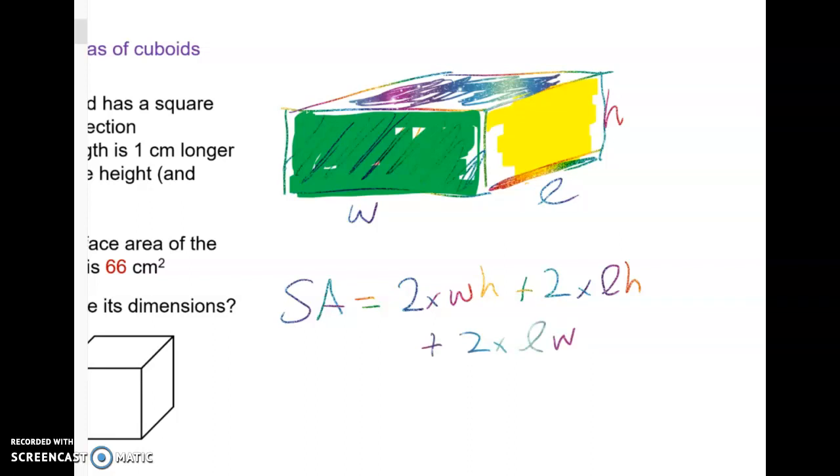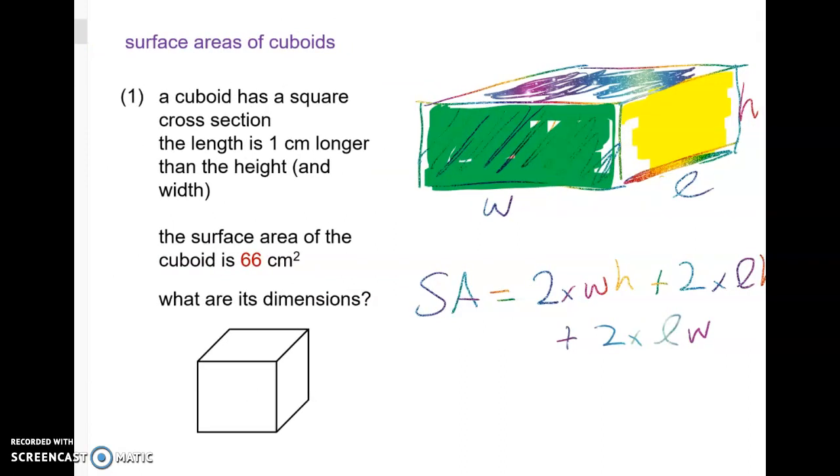So far this problem doesn't look too bad. So we've got a cuboid and it's got a square cross section. The length is 1 centimetre longer than the height and the width, and the surface area is 66 centimetres squared. Right, so notice that now that I'm back to dealing with area, my unit is centimetres squared, not centimetres cubed. So we have to figure out what its dimensions are.